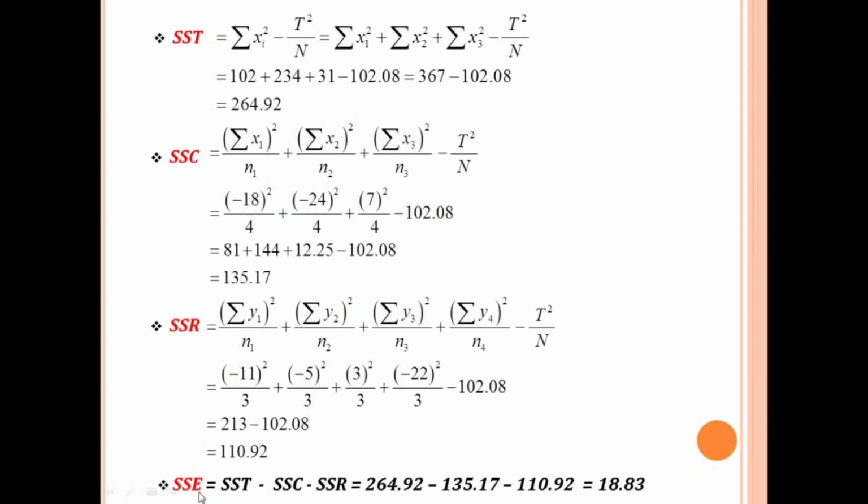Sum of square of error, that is equal to subtracting the column and row from the total. Okay, so SSE equals SST minus SSC minus SSR. SST value 264.92 minus 135.17 minus 110.92. After simplification, we get 18.83. Now we write the ANOVA table.